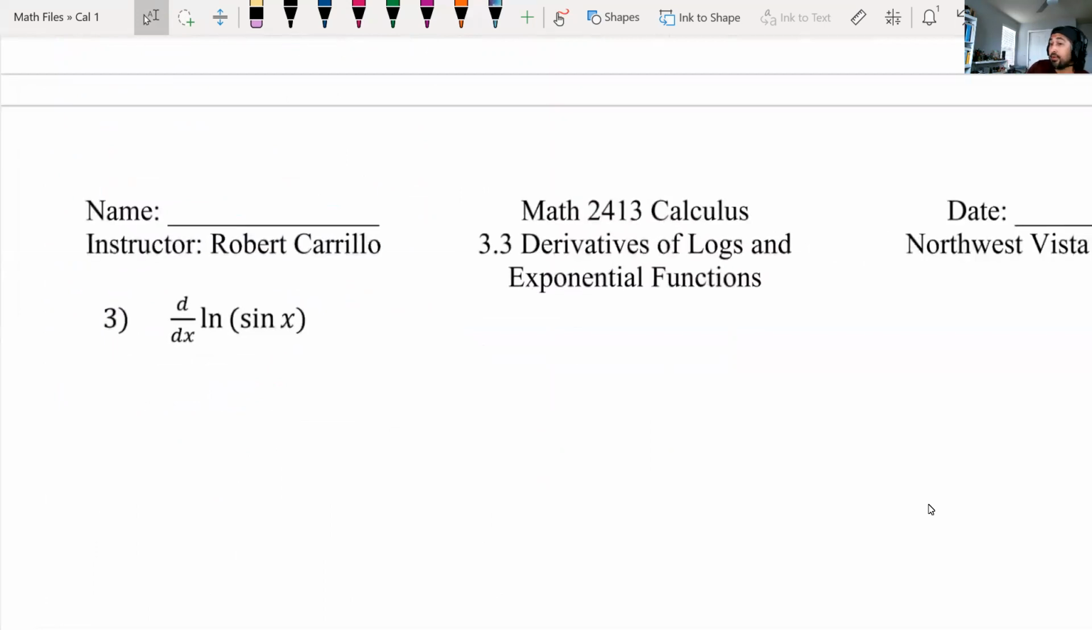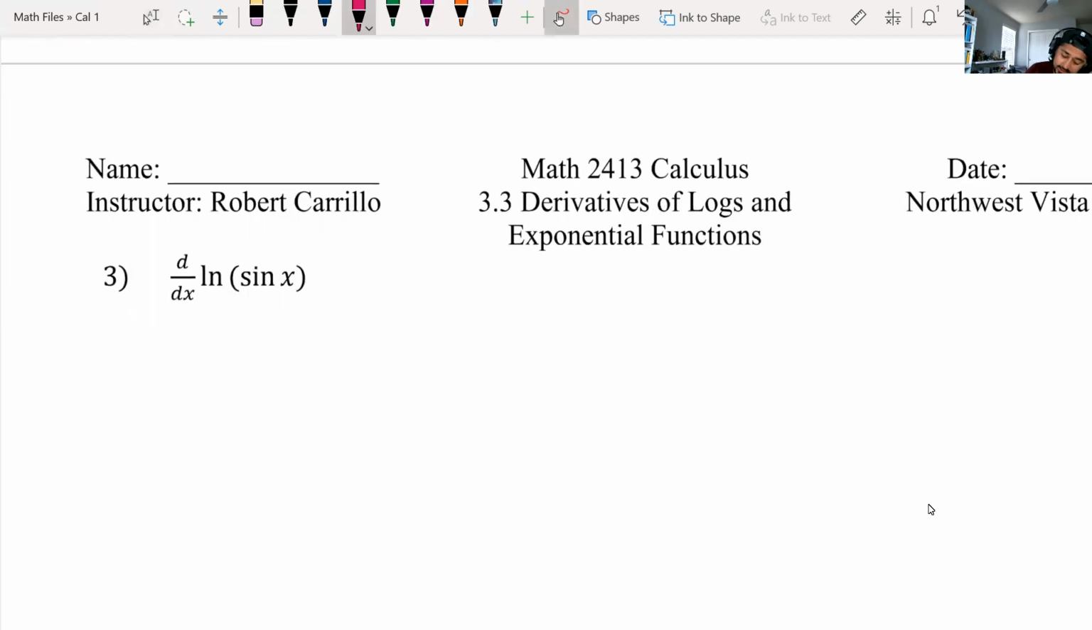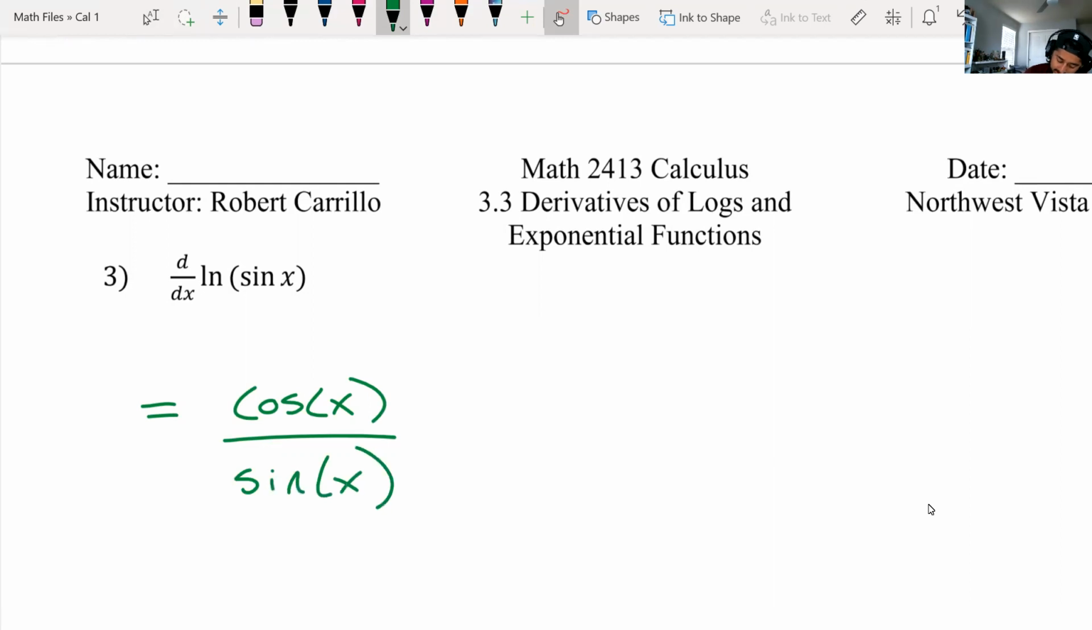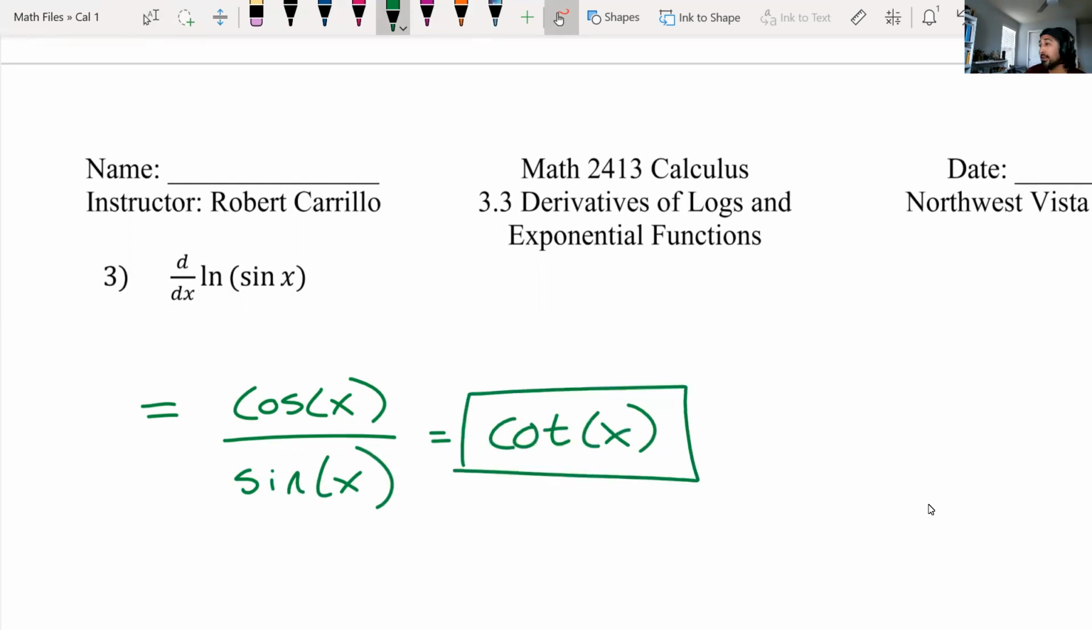Number 3, the derivative of the natural log of the sine of x. Again, this is going to use the chain rule derivative for the natural log. So what is the derivative of the inside function? Cosine over the original inside, which is sine. You get cosine over sine, but what identity is that? Cotangent. So the derivative of the natural log of sine x is cotangent x. Weird, right?